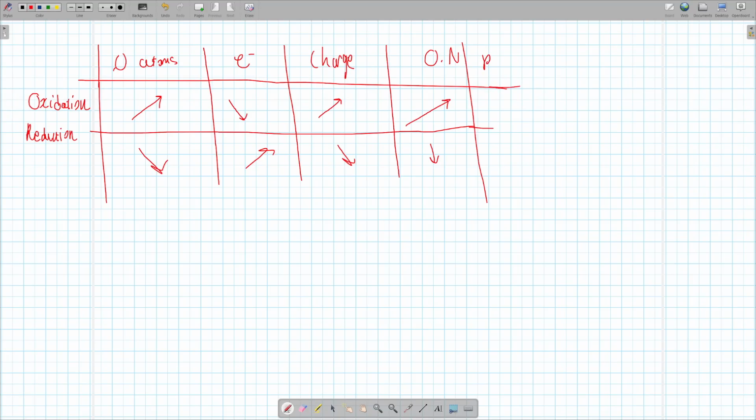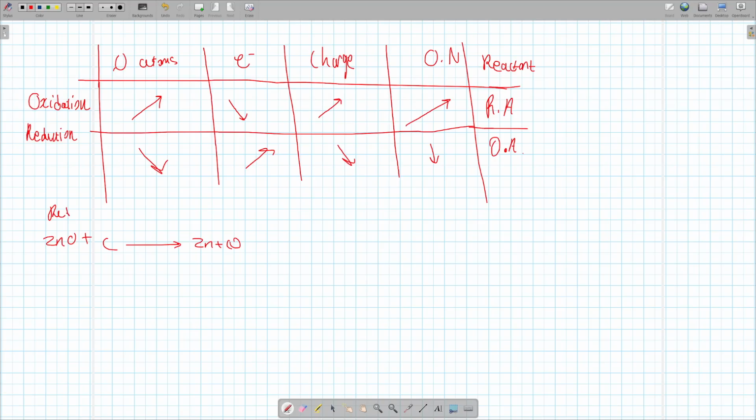The reactant in an oxidation reaction is called the reducing agent, and the reactant in a reduction reaction is called the oxidizing agent. Let me explain a bit. First, I'll give you an example: ZnO plus C to produce Zn plus CO.